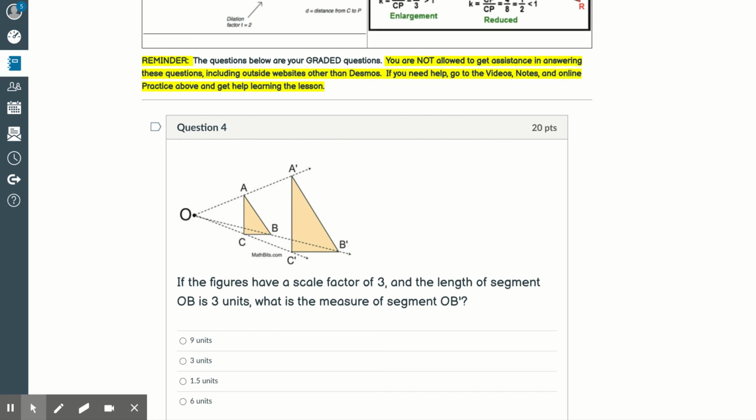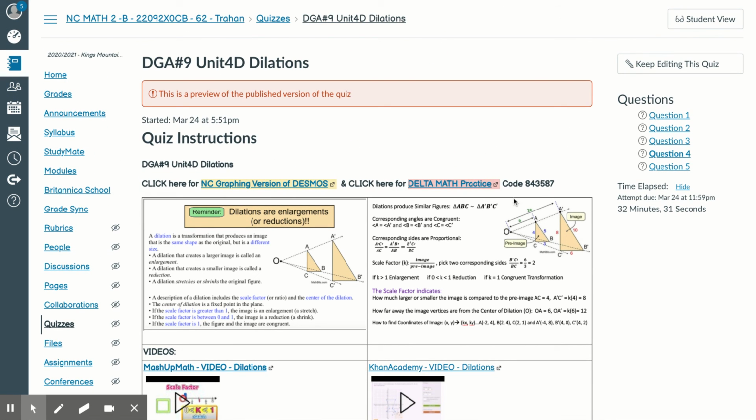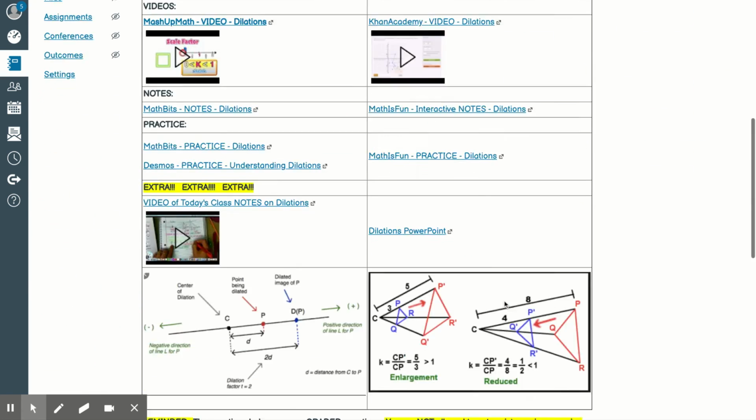Okay, this one says you got a scale factor of 3, and it wants to know what is the length from the center of dilation to B prime. It gives you the length from the center of dilation to point B and the scale factor of 3. And I just explained that one above right here in this picture, so refer to that. But I used O to A prime. Everything is scale factor away.